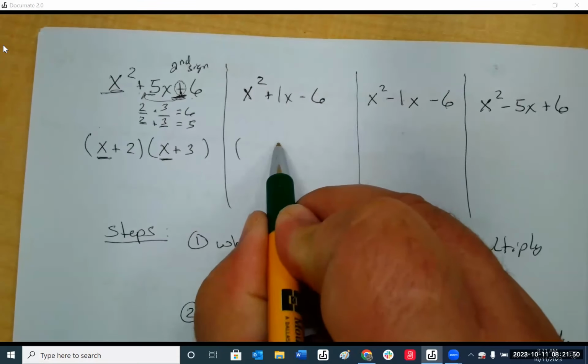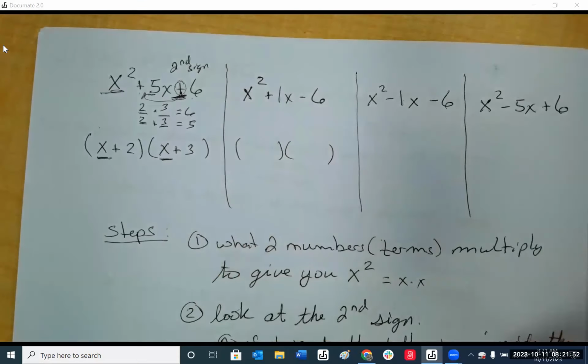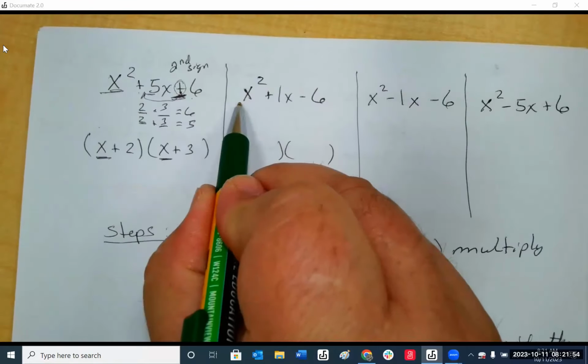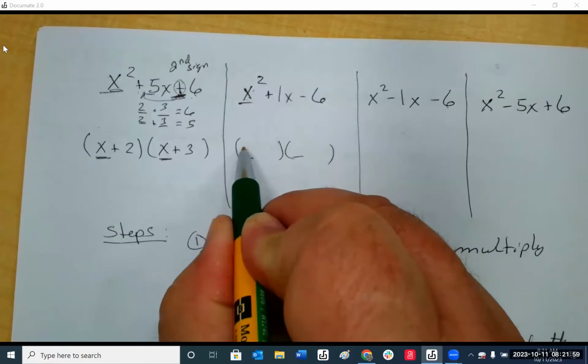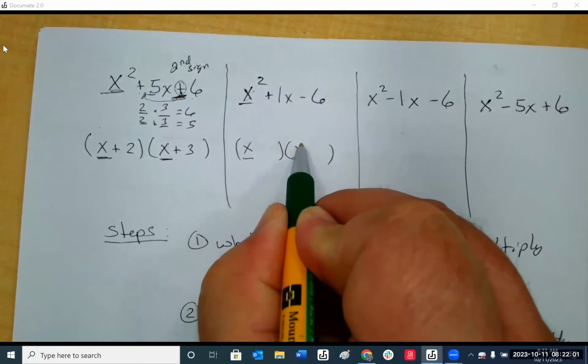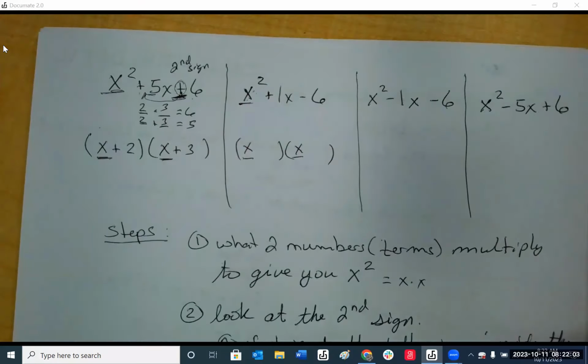All right, let's look at the next one. Same stuff. First step, look at the first term. What makes up x squared? That goes in the first spaces. X times X equals x squared.